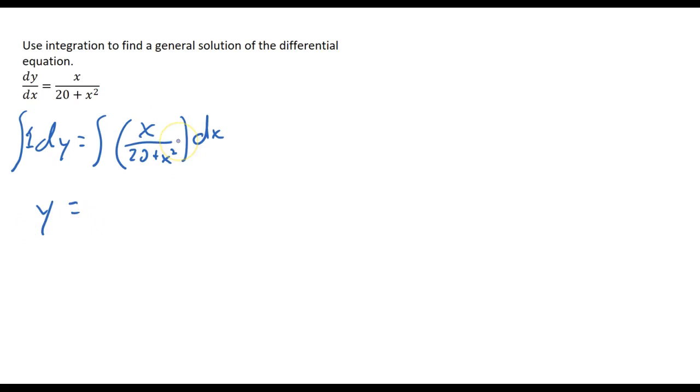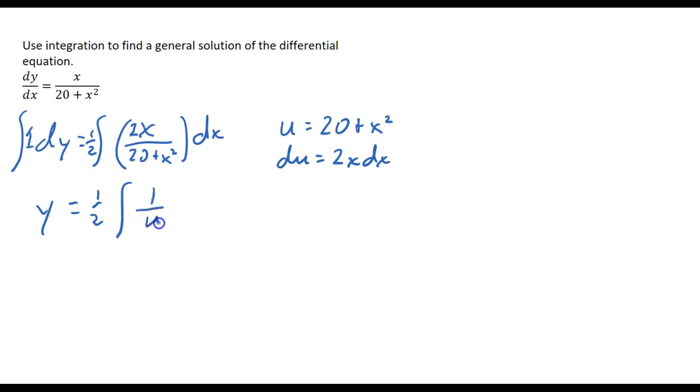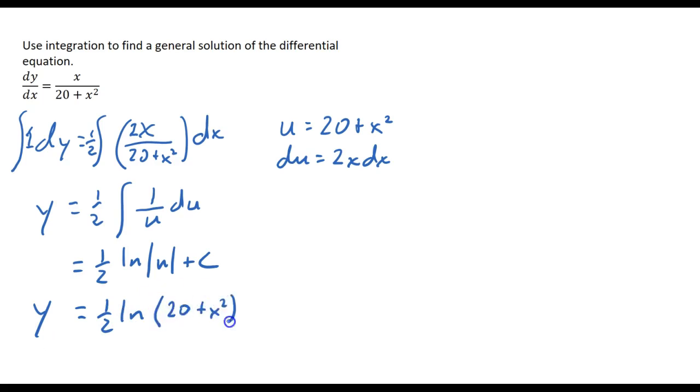And the integral of this, I'm going to have to do a u du. I'm going to let u equal the denominator. So du is 2x dx. So I need to put a 2x there and a 1/2 there. So I get 1/2 the integral of 1 over u du. And the antiderivative of 1 over u is the natural log of u plus c. So y equals 1/2 the natural log of 20 plus x squared plus c. And that's the general solution of that differential equation.